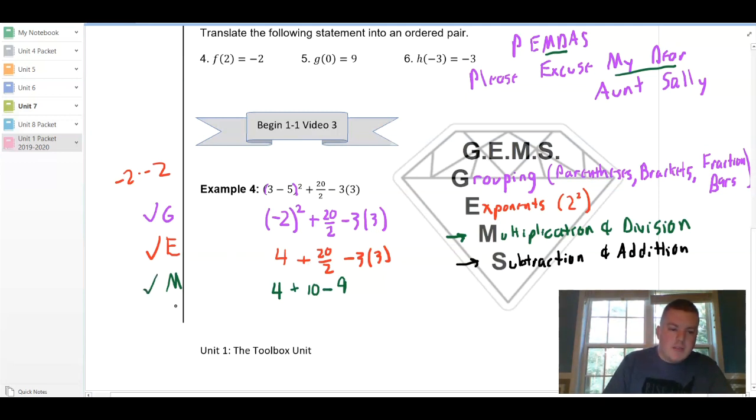The last one I have to do is my subtraction addition step, and then I will be done. So I just add and subtract from left to right. 4 plus 10 is 14, and 14 minus 9 is going to give me 5. So 5 would be my final answer. I've completed all 4 steps of the GEMS, and I have gotten my answer down to its most simple form.